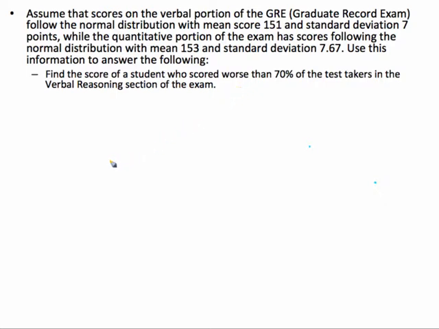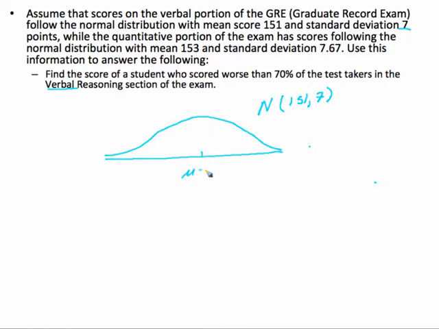Okay, so let's see if we can decide what distribution we're working in, and let's draw a picture of that. This is a normal curve. The verbal portion of it had a mean of 151, must have been a different administration of the exam, and a standard deviation of 7. So this mean right here is at 151, and we have a standard deviation of 7.